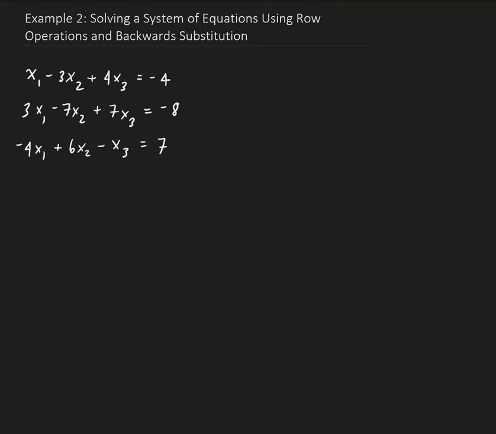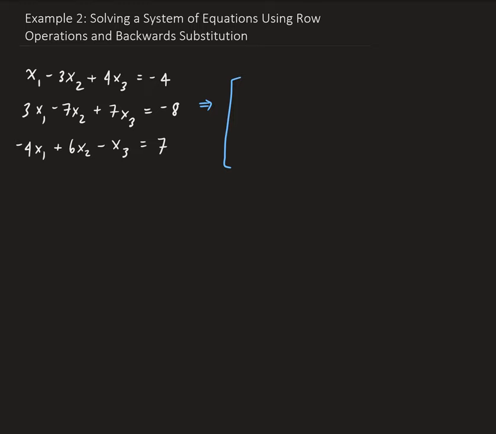In this example, we want to solve the following linear system using row operations and doing a backward substitution. So first thing is to put this into matrix form.